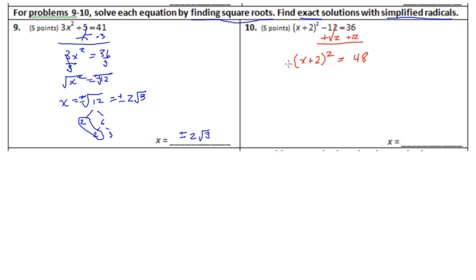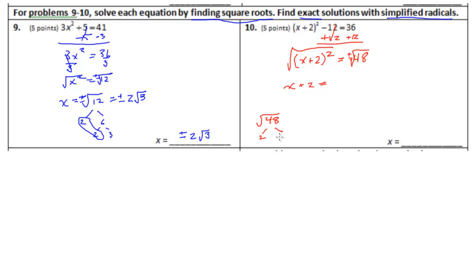Now we're going to take the square root of both sides. On the right hand side it's going to be plus or minus. And so on the left we have the square root of this squared term is just x plus 2. And plus or minus the square root of 48. Now, square root of 48, we need to check, can we simplify that?